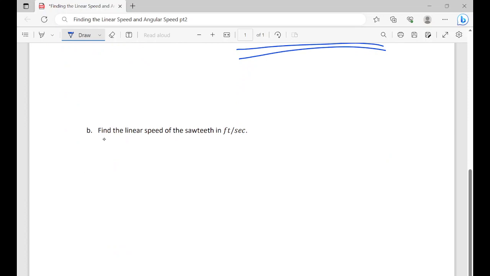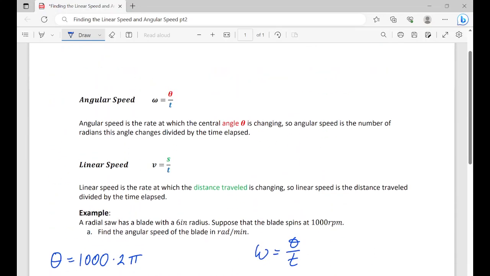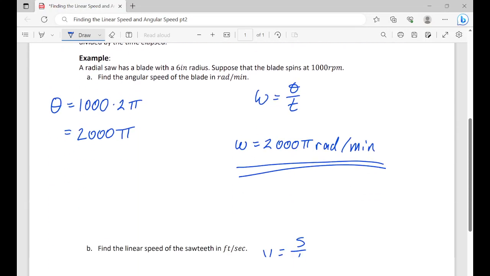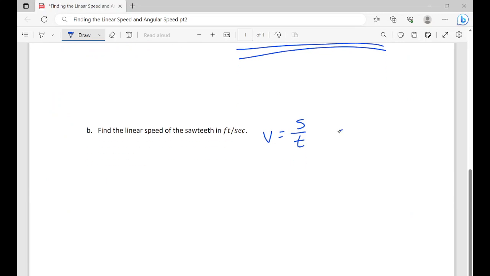Next, we are going to find the linear speed of the saw teeth, each little blade on the saw, in feet per second. So now we're doing feet per second. We got to be mindful of that. So the formula for linear speed is v equals s over t. And as I said earlier, we're going to need this later, s equals r theta. So we're also going to use that formula below. So s equals r theta.